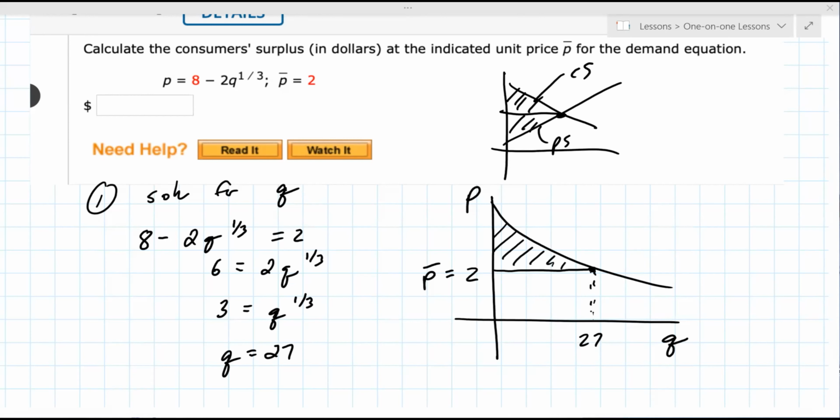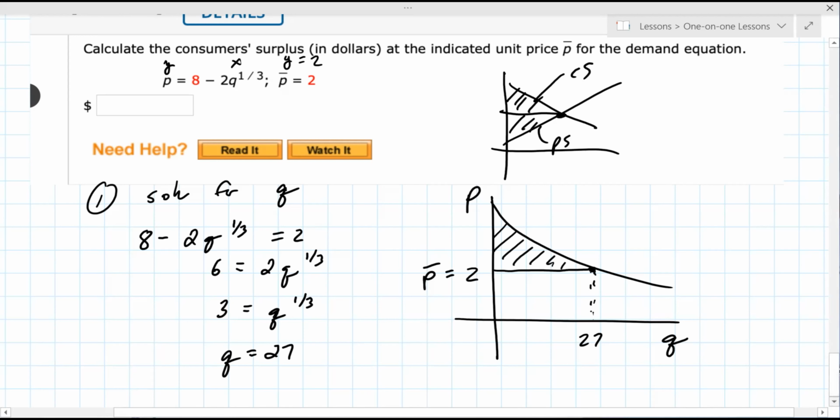Wait, did you subtract 8? You subtract 2 to get 6, and then you move this 2Q to the 1/3 over to the other side. You could also graph these like you could treat this as Y and this is X, and then this is Y, and you could just find the intersection of them. You get a graph like that and that, but you got to get those 2 points.